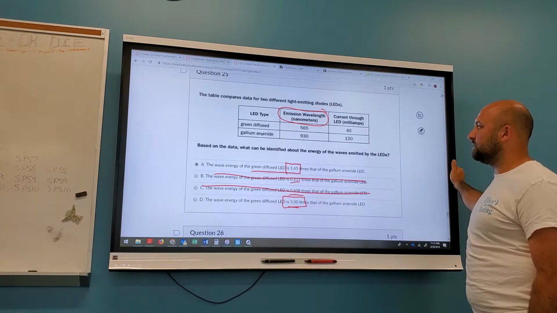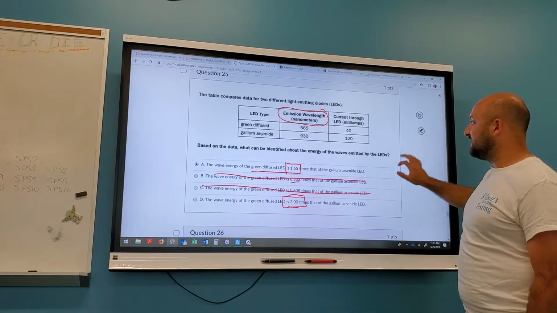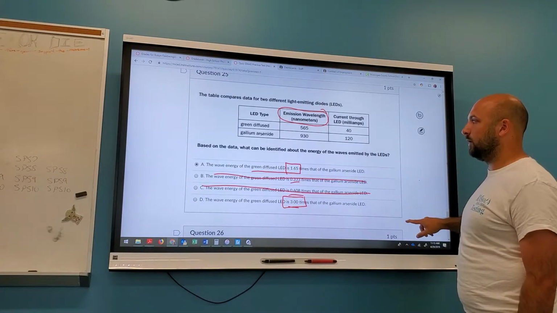Yeah, because the energy is bigger. Okay, I'm not going to confuse you with that one, but that's why and how we got it. It needs to be bigger, so that's going to be the bigger answer, okay? All right.